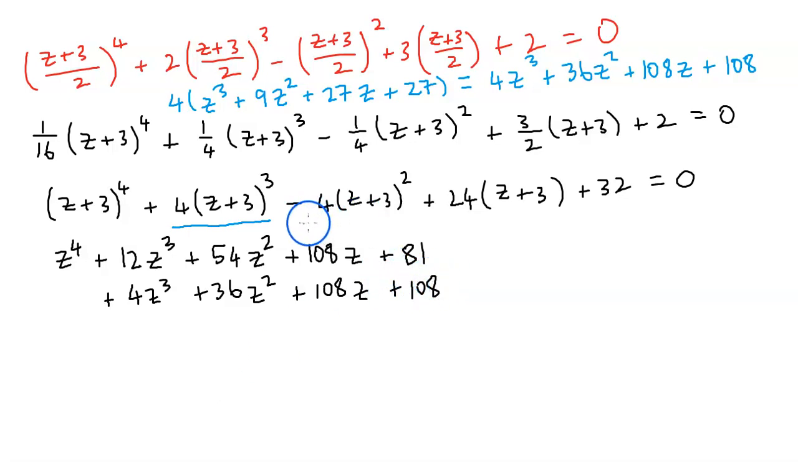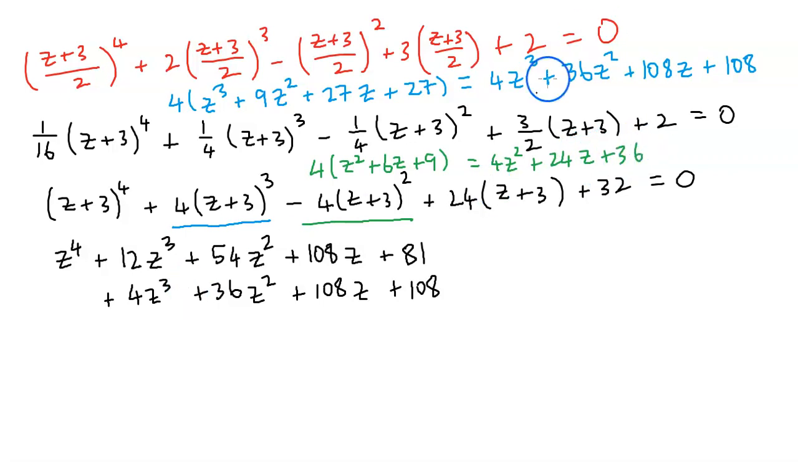And then next up we can deal with 4 times (z plus 3) squared, which is a bit easier. So 4 times (z squared plus 6z plus 9), and that's equal to 4z squared plus 24z plus 36, and that's all being subtracted this time. So minus 4z squared minus 24z, and then minus 36.